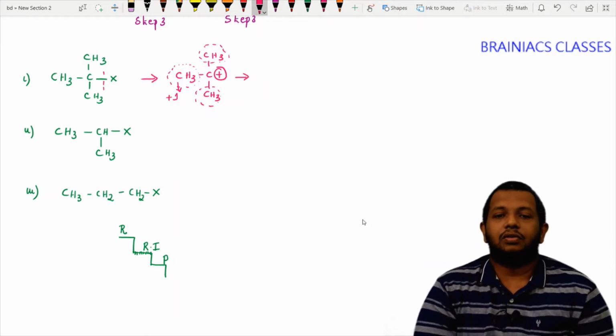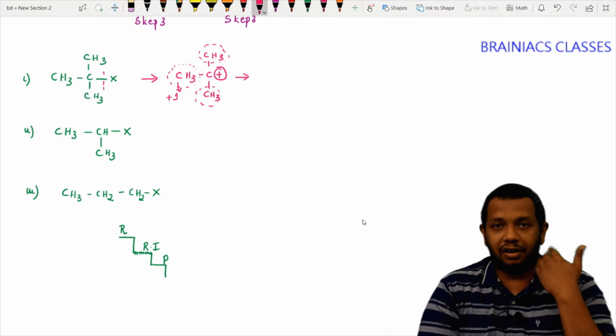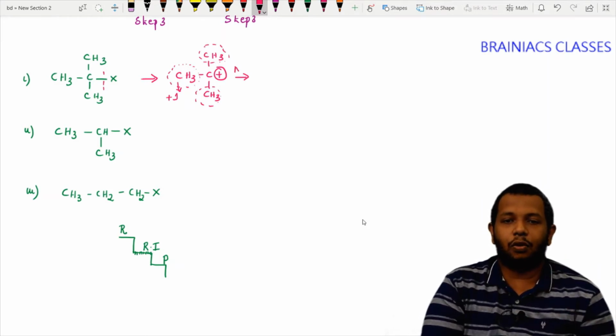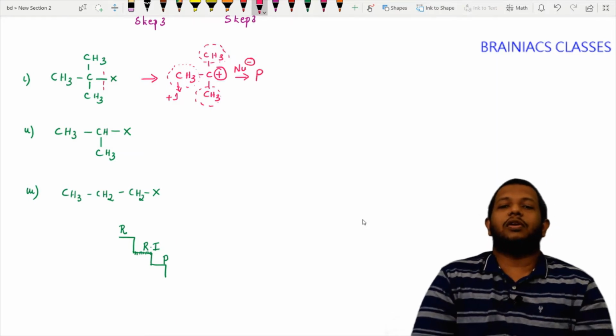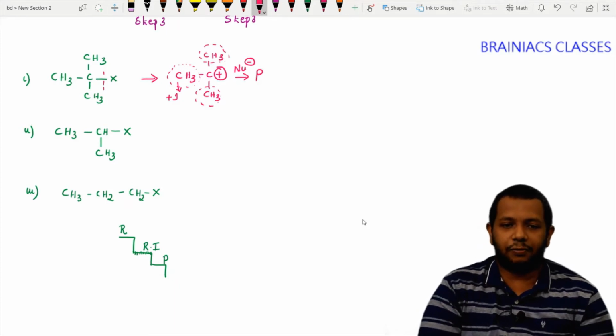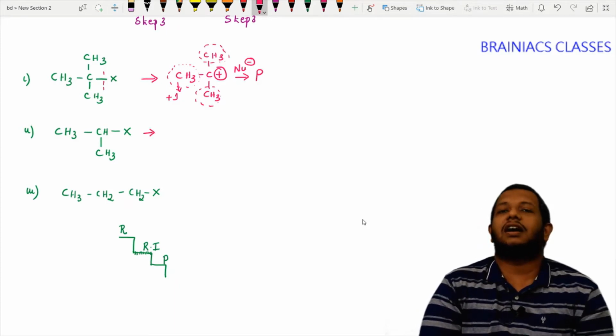Okay. So as I told, this can either undergo an elimination reaction, or it can be attacked by a nucleophile to form the product. Okay. So I know that now. I know the relative stability of this intermediate. Now let's see for the second one, what is the carbocation form.